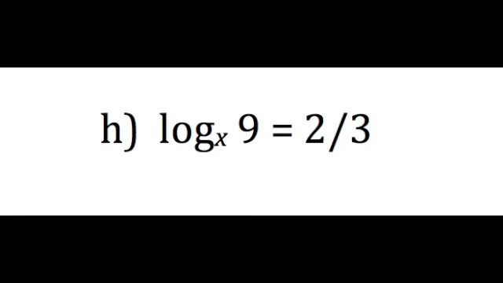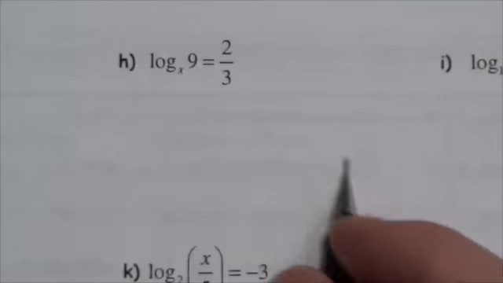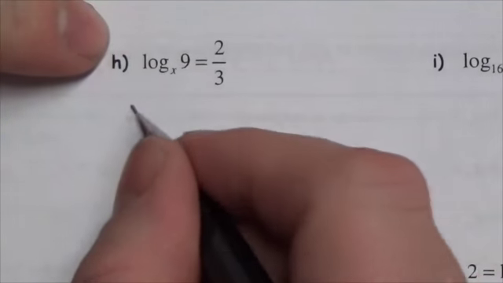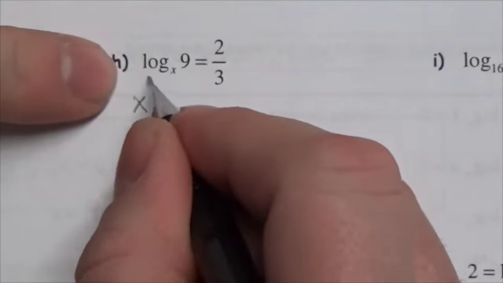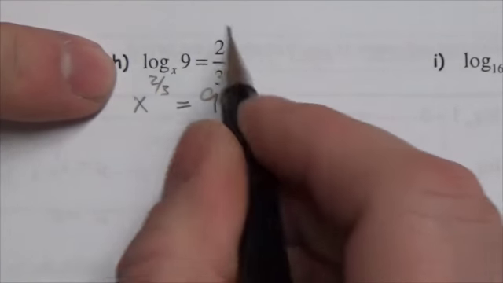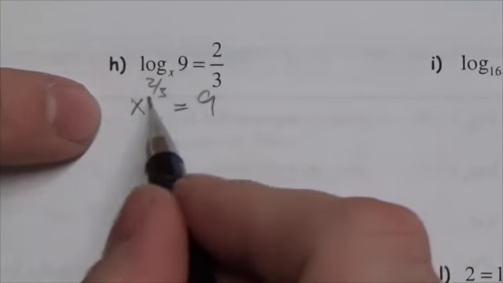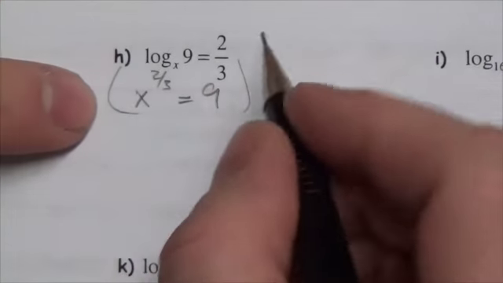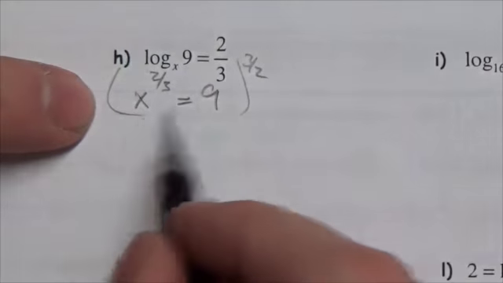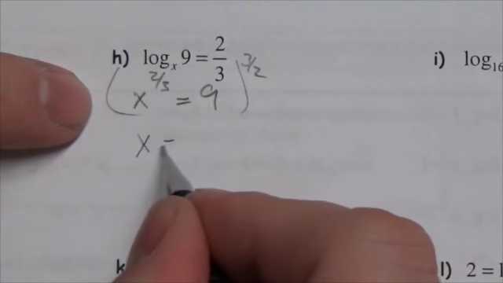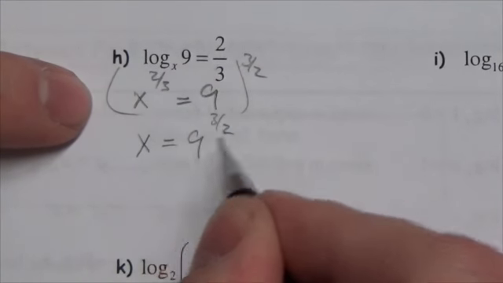Log base x of 9 equals 2/3. Right, so this question can be solved the same way that we've done the last few here. We're going to convert this to the exponential form, so x base to the exponent, which is what the logarithm is equal to, and that's going to equal whatever we're taking the log of. Again, this isn't exponential, okay, because the variable is in the base here. So what I do is I raise both sides of the equation to the reciprocal exponent, and I get x is equal to 9 to the 3/2.